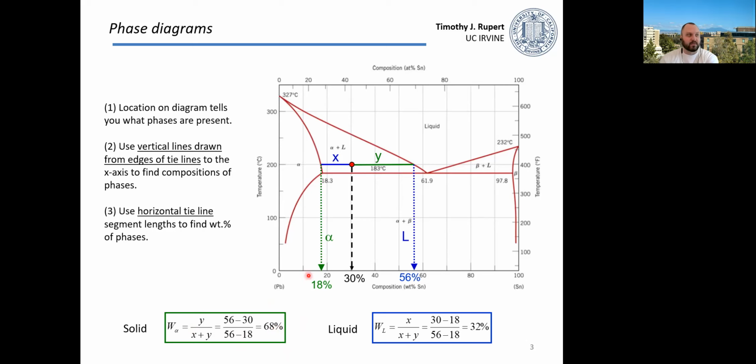I can do the other calculations. If I want to know how much liquid, I take the opposite length, x, divided by the total length, x plus y, and I get 32% liquid. This should mesh with your instinct. Our general composition is closer to the composition of the solid, so that means we're going to have more solid than liquid. So that sort of makes sense.